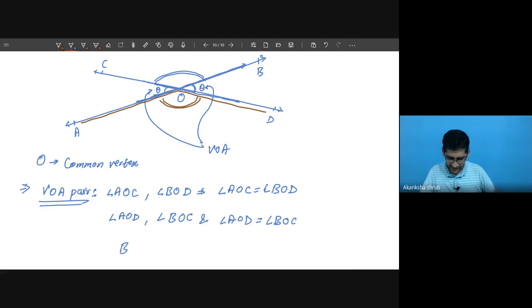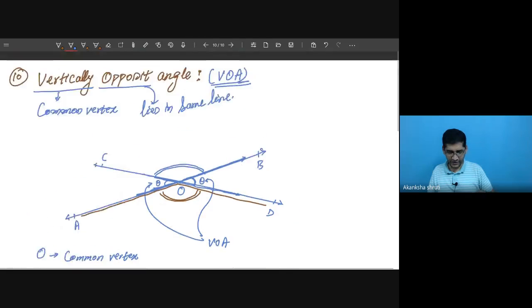But you must keep in mind, these are the vertically opposite angles, so they are equal. But here you cannot say angle AOC is equal to angle AOD. Can we say? No, we cannot say. Angle AOC is not equal to angle AOD. This thing we have to understand. Okay, student? Now we have to prove that the vertically opposite angles are equal. Whatever we have written, that we also have to prove.